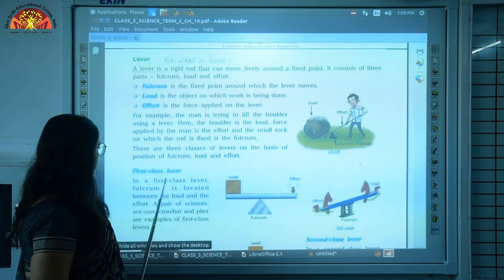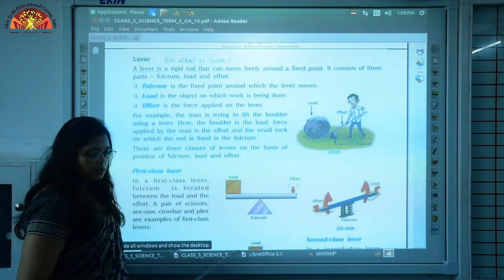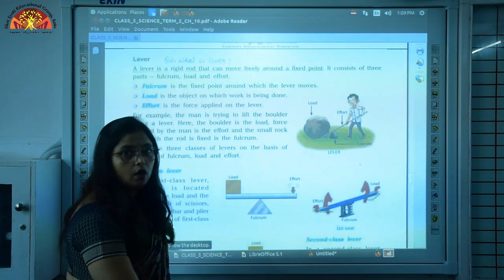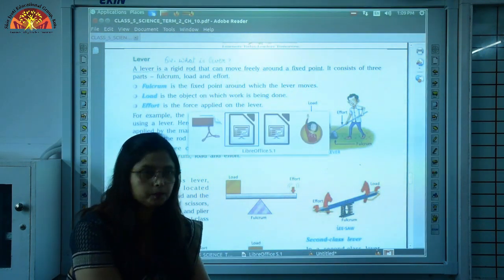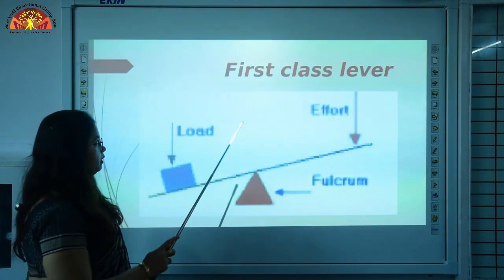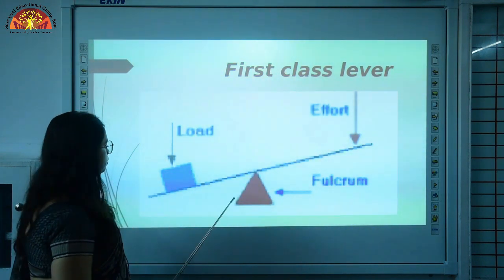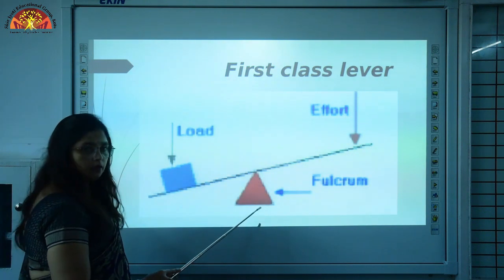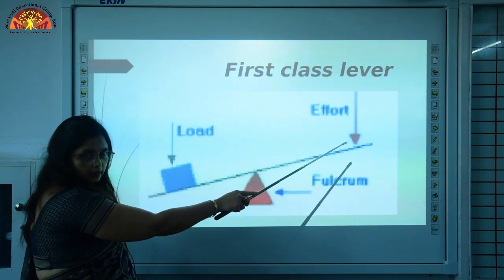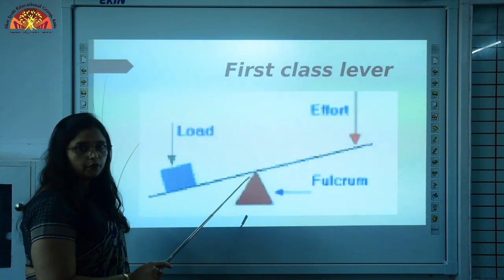In a first class lever, fulcrum is located between the load and the effort. Some of the examples over here are pair of scissors, seesaw, crowbar. Let us see how. Now see children, this is first class lever. This type of arrangement is shown in first class lever. Here fulcrum is in the middle part, then load is at one end and effort is at another end. Okay. Now fulcrum or the support is lying in the middle portion of this lever.